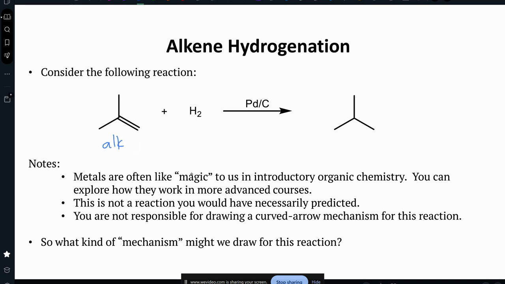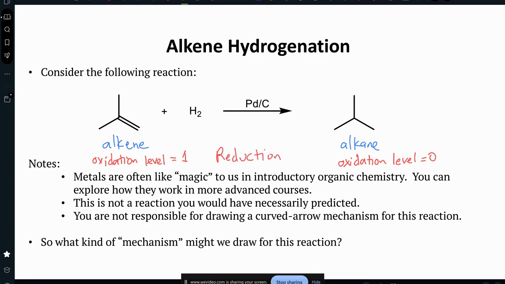So I'm starting here with an alkene, and I want to turn that into an alkane. Notice the language that I would use around this is I would say I'm reducing the alkene, because remember, for an alkene, the oxidation level would be 1, and an alkane, the oxidation level is 0. So this is a reduction. So this is a way to reduce an alkene to an alkane.